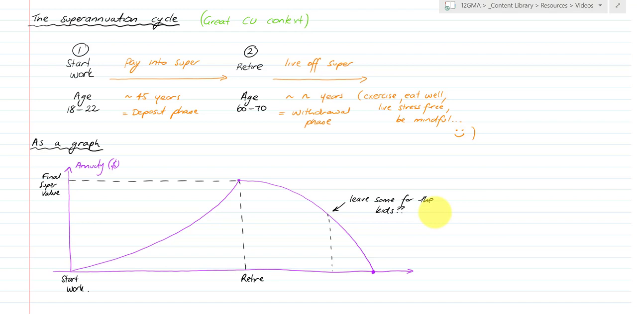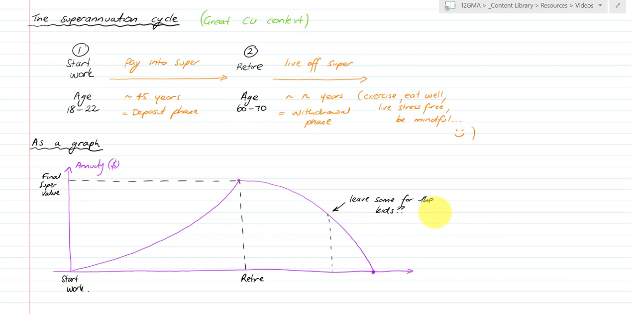Hi and welcome to video 8, I think, I've lost count a little bit, of this topic, annuities. This is from topic 1, unit 4 of the general mathematics curriculum. I'm going to talk a bit about the superannuation cycle in general and how it's such a great, complex, unfamiliar context, even though it's probably a bit familiar to you, but there can be some really tough questions in here.